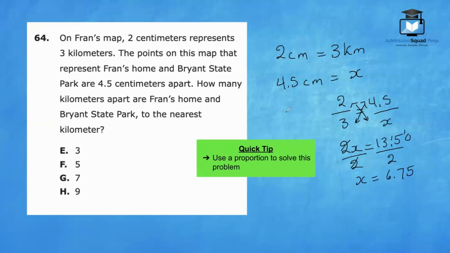The question states how many kilometers apart are Fran's home and Bryant State Park to the nearest kilometer. So we will round the final answer to 7 kilometers. G is the correct answer.